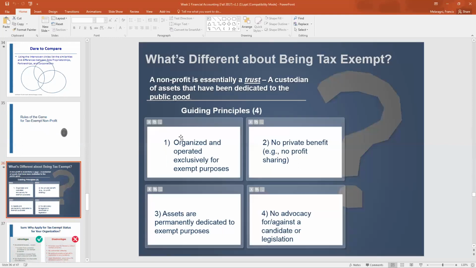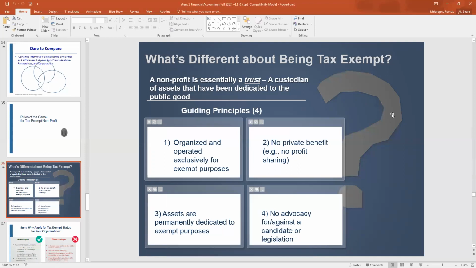Okay, so the idea behind a nonprofit is that it's a trust, and it's a custodian of assets that have been dedicated to the public good. So most institutions of education are nonprofits. Most healthcare institutions, hospitals, are nonprofits. And then there's a variety of social service agencies and the like that are nonprofits. And then there's other things popping up. But basically, you have to convince the Internal Revenue Service and the state that you operate in that you are dedicated to serving the public good.